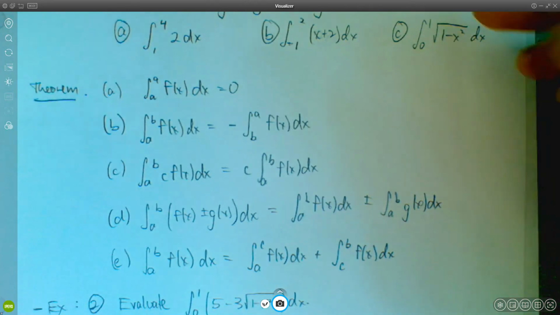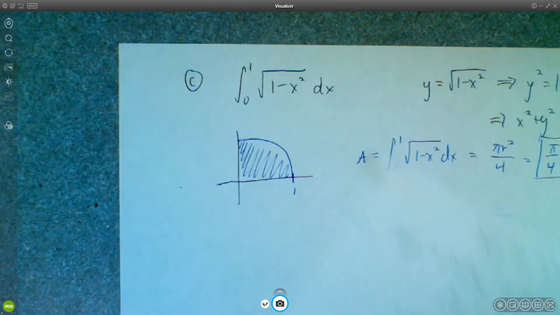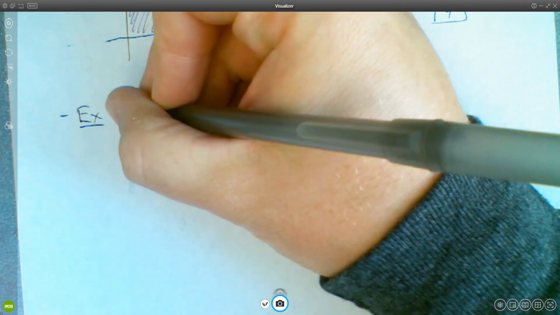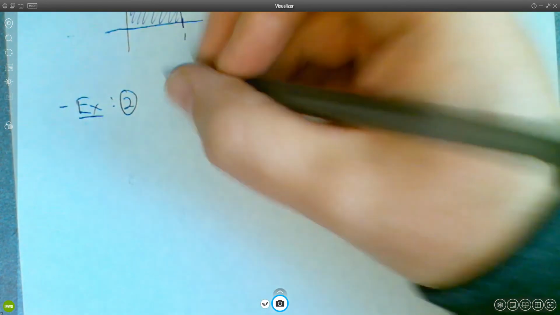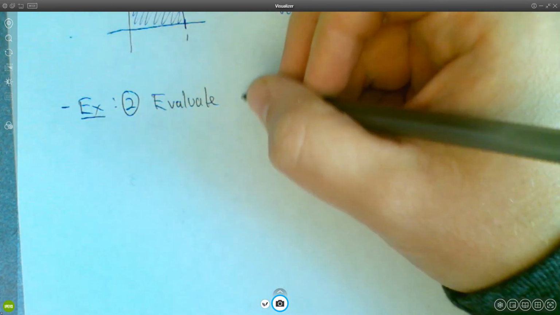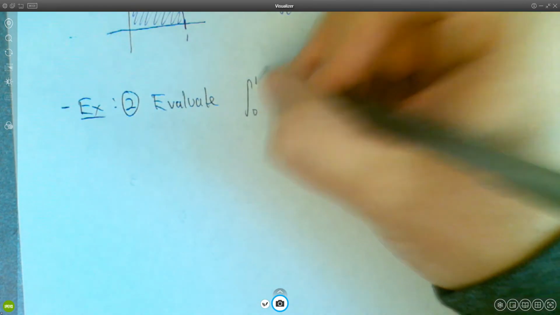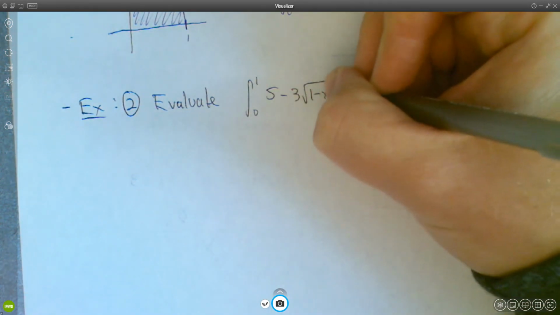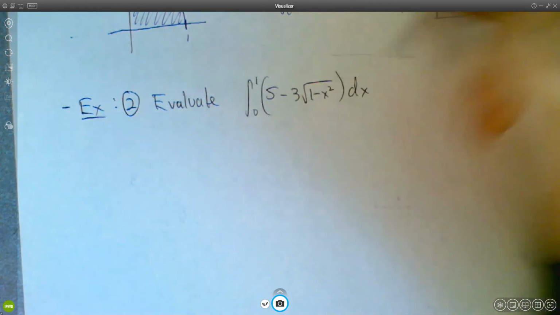Okay? But for now, let's take a look at this last example for this section. Like I said, this is a really short section, not really much here to discuss, which is good because I think the previous two sections this week were kind of on the long side. But let's evaluate this integral. From 0 to 1, 5 minus 3 times the square root of 1 minus x squared dx.